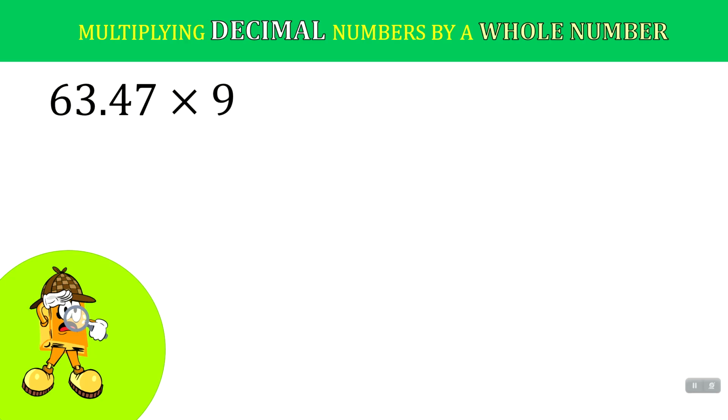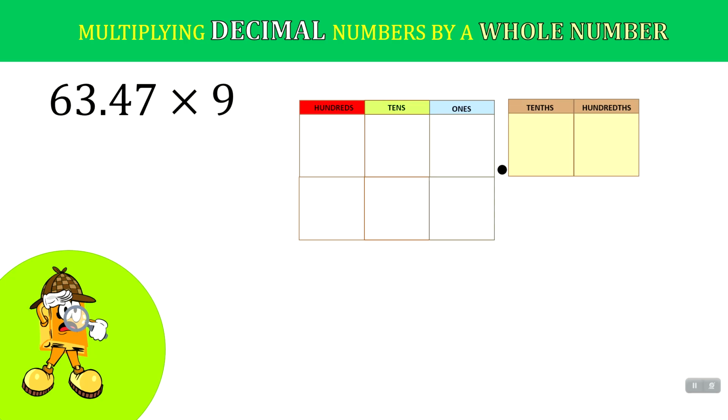Another question, 63.47 multiplied by 9. We can see that there are two digits after the decimal point after 63. And so we will need the tenths and the hundredths column to write those digits. We start with the hundredths, 7 in the hundredths column, 4 in the tenths column, 3 in the ones column, 6 in the tens column. We do this just to make sure that we line them up properly.